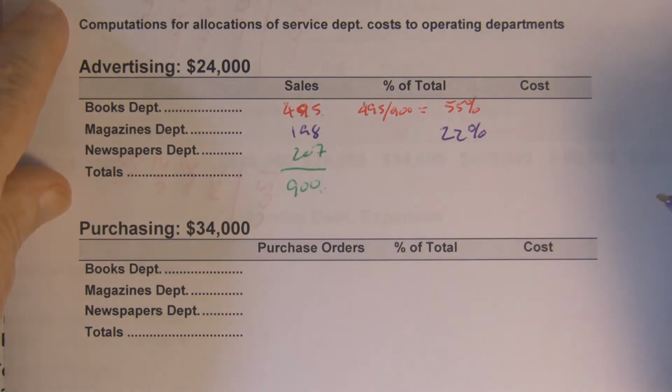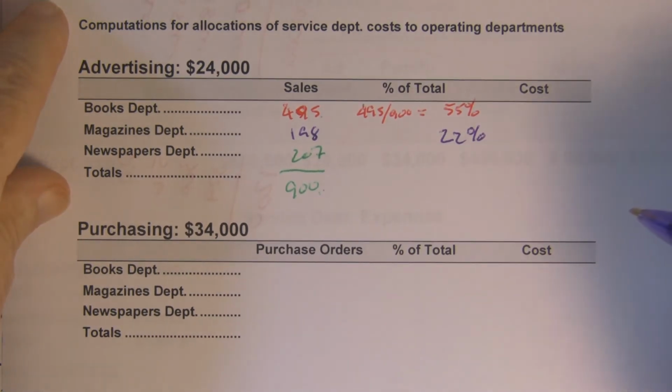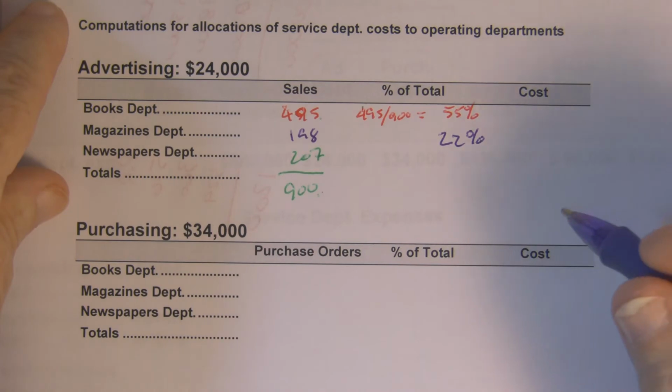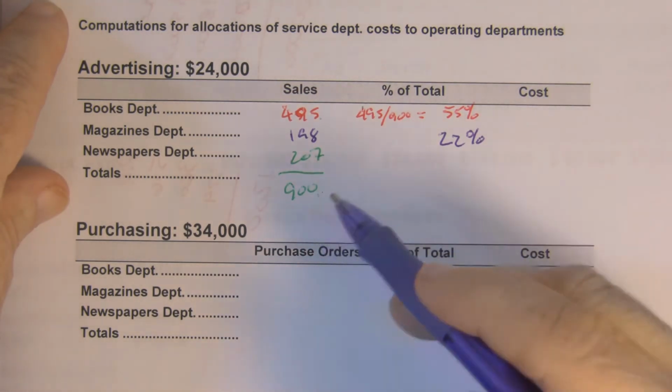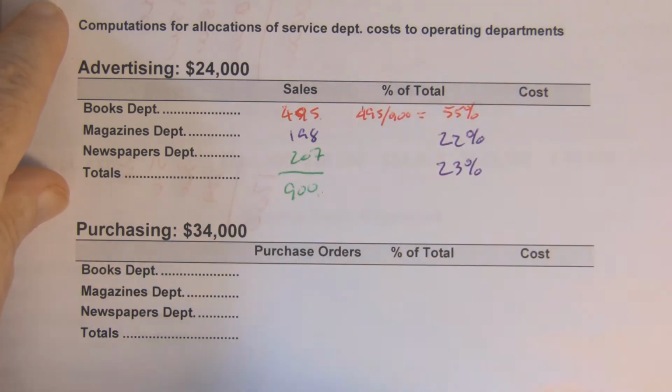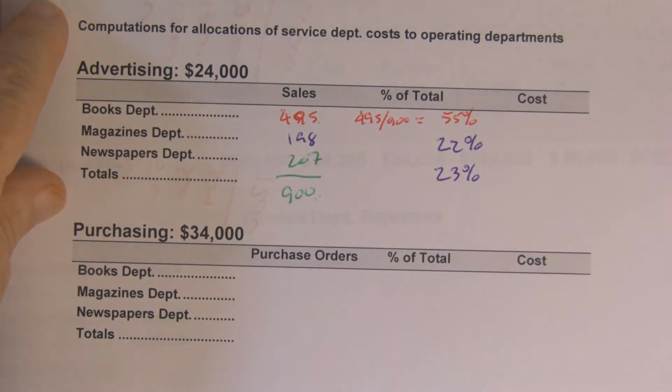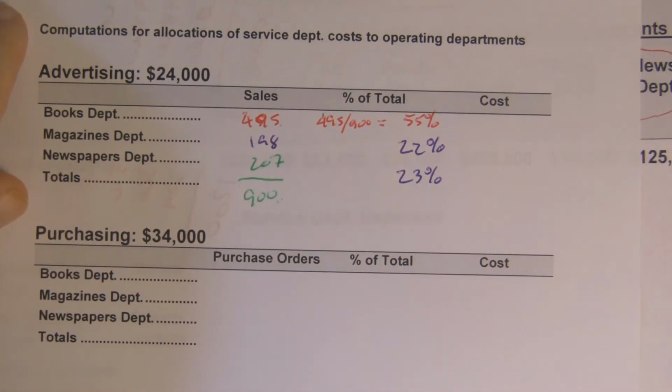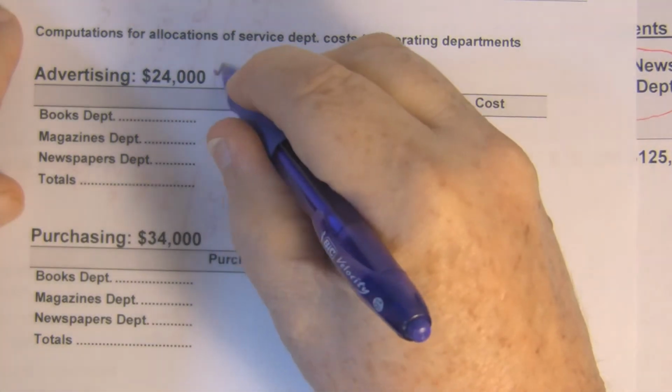So 22% of the advertising costs belong to the magazine department, and we'll do 207 over 900, and that gives us 23% belongs to the newspaper department. Now we're just going to take those percentages and multiply by the cost, 24,000.